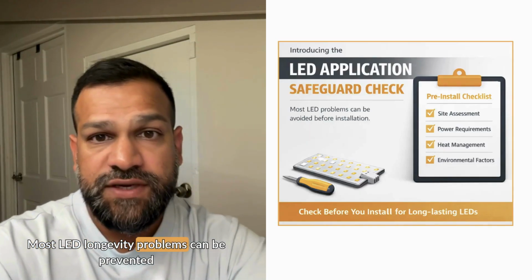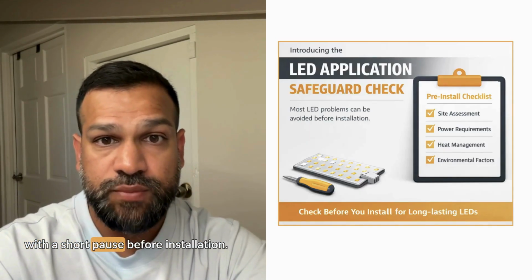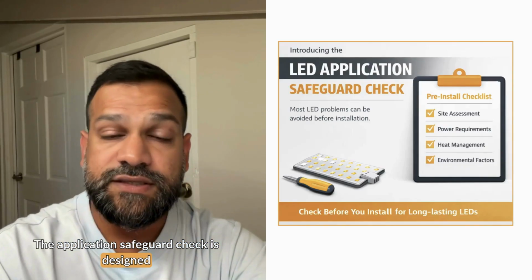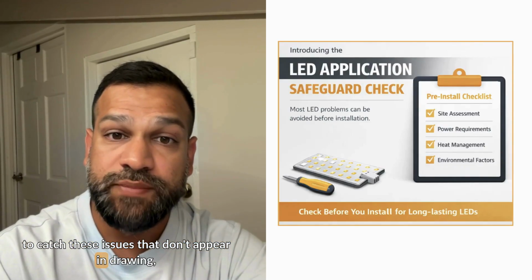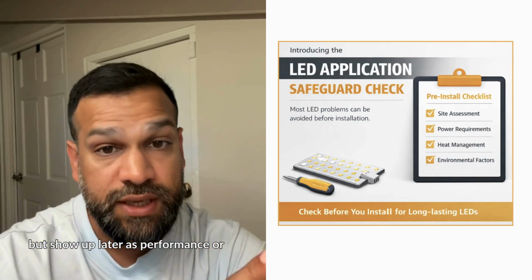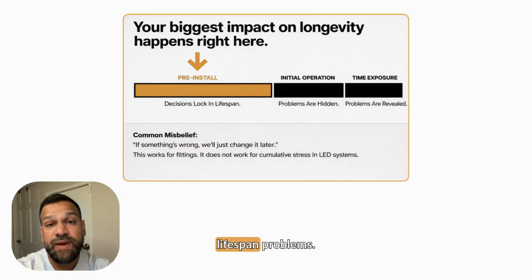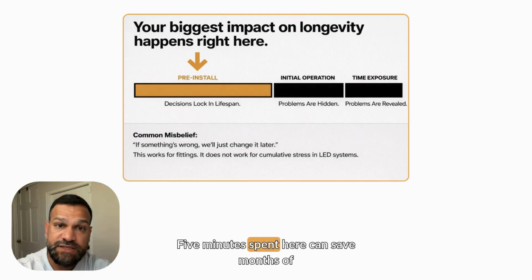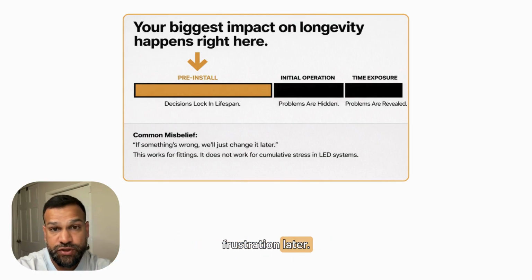Most LED longevity problems can be prevented with a short pause before installation. The application safeguard check is designed to catch these issues that don't appear on drawings, specs, or product data sheets, but show up later as performance or lifespan problems. This is not a redesign step, it's a confirmation step. Five minutes spent here can save months of frustration later.